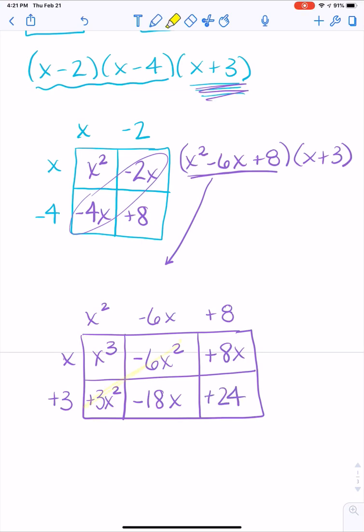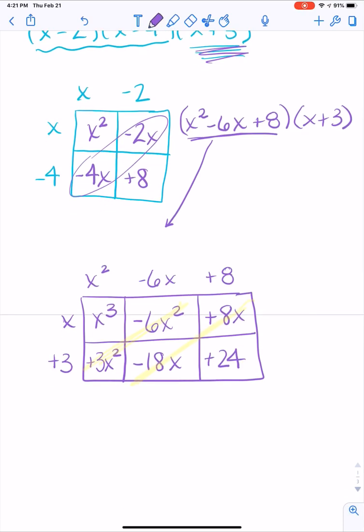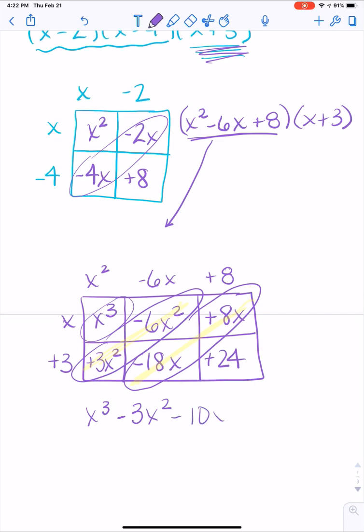Now, if I look at these diagonals, those are kind of like terms. So let's put them together. So x to the third is the first one. Then -6 plus 3 is -3. So the x squared goes with it. -18x plus 8x is -10x plus 24. And this is going to be your function.